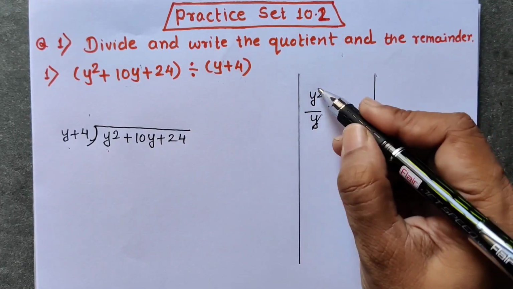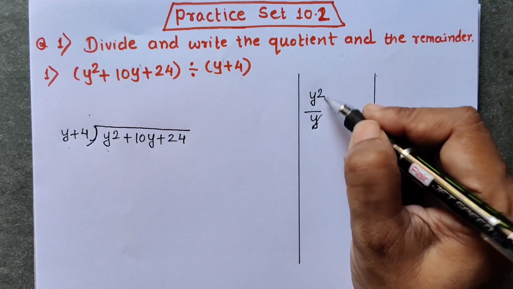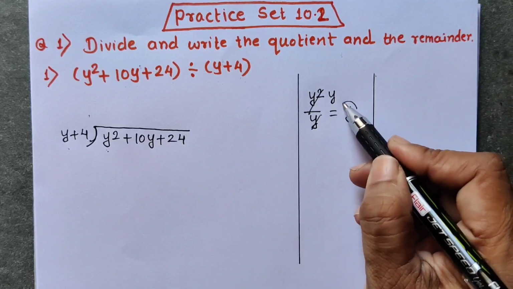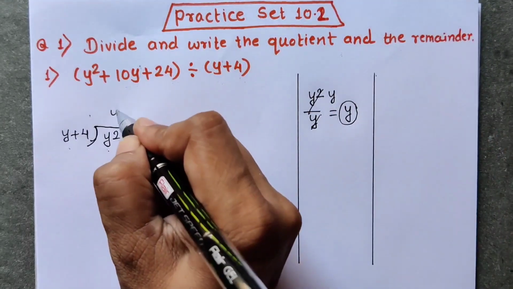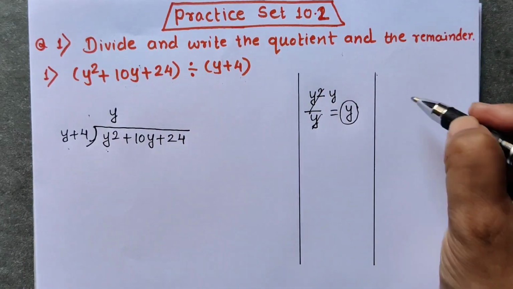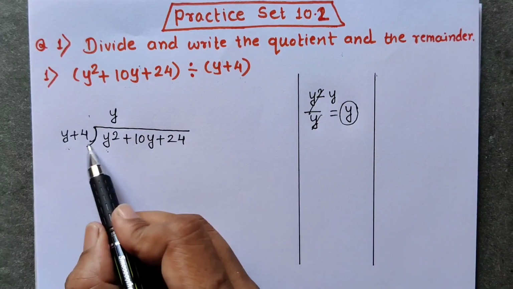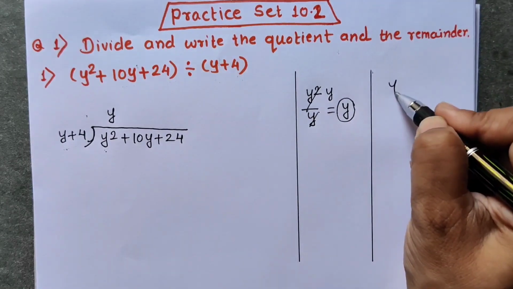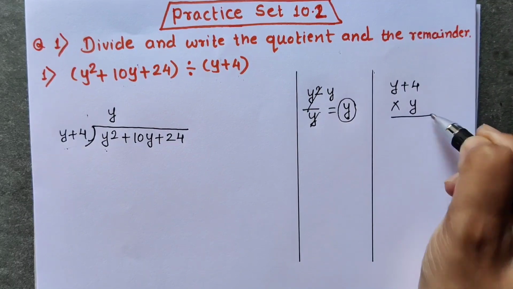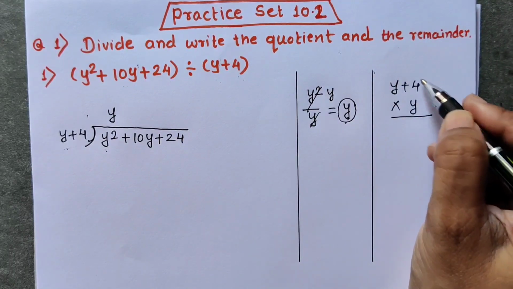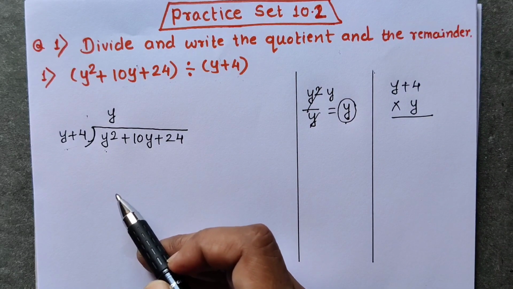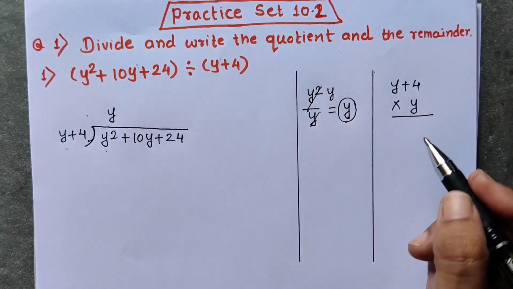So y square divided by y, we will get only y, single y. This single y we will write here in the quotient, and what we have to write in the dividend, that we have to find out. That means we take this divisor y plus 4 and multiply it by this y, so that we get a polynomial which we write here in the dividend so that we can go ahead with our steps.